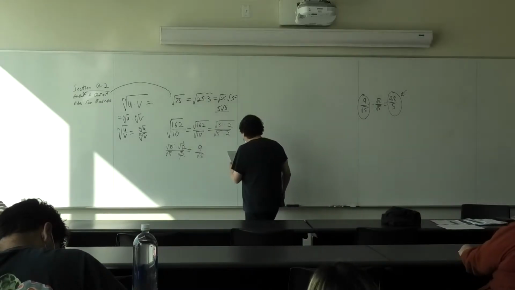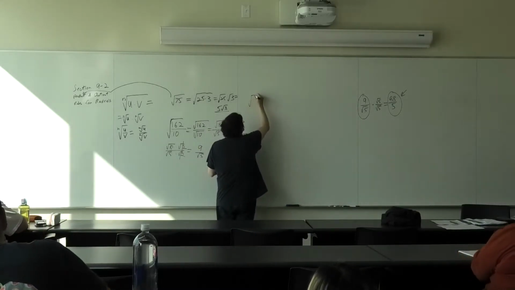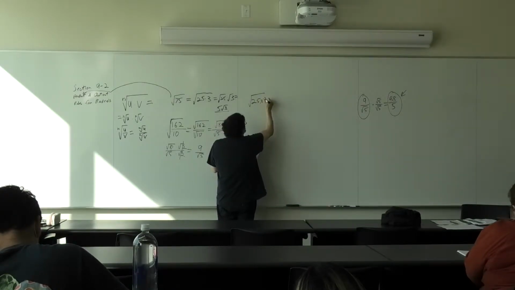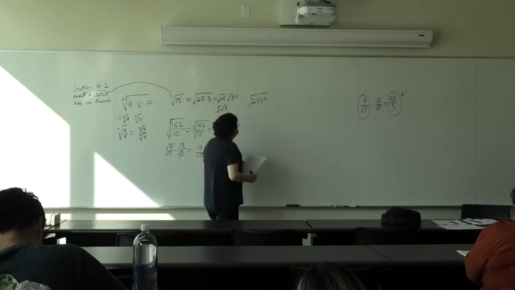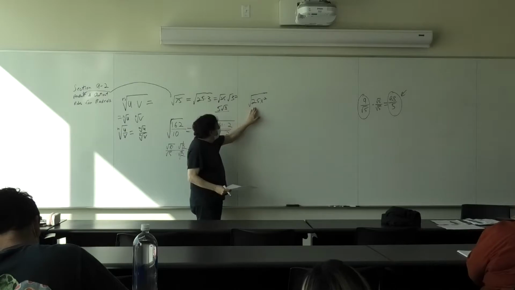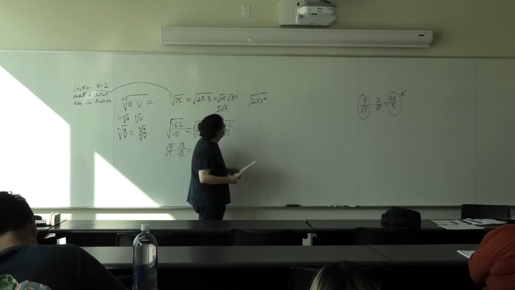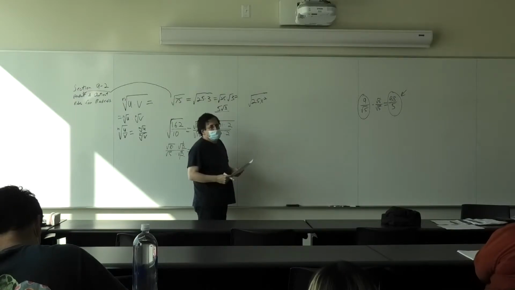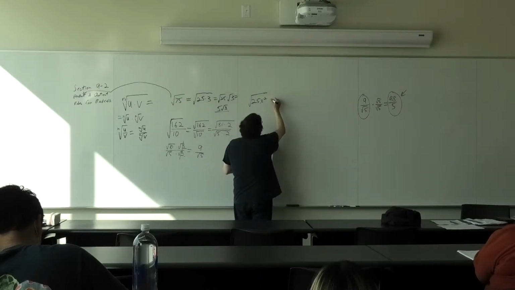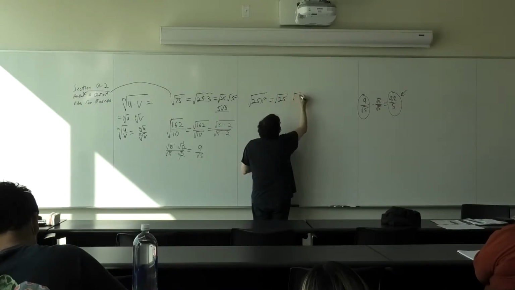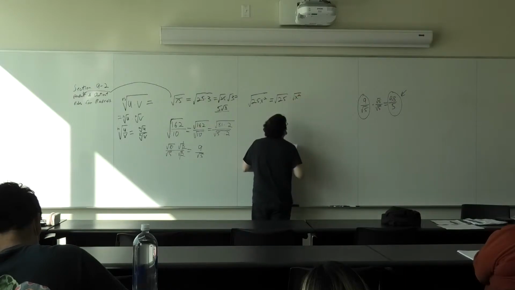All right, let's take another example now, but this time, instead of just numbers, let's make this an algebraic expression. So we want the square root of 25x squared. Well, we know we can write that as the square root of 25 times the square root of x squared.